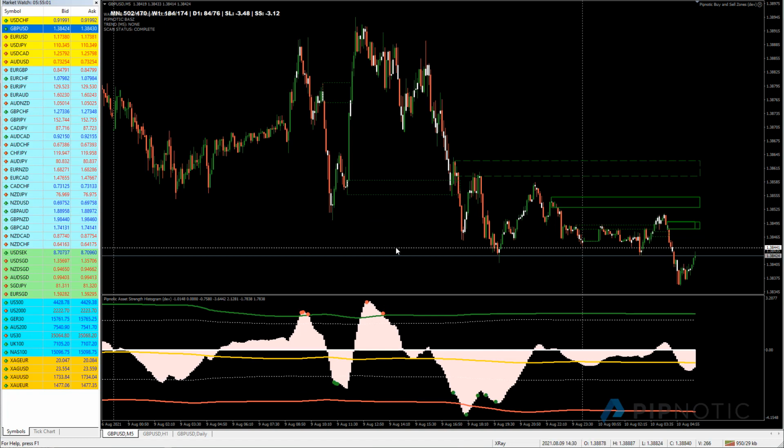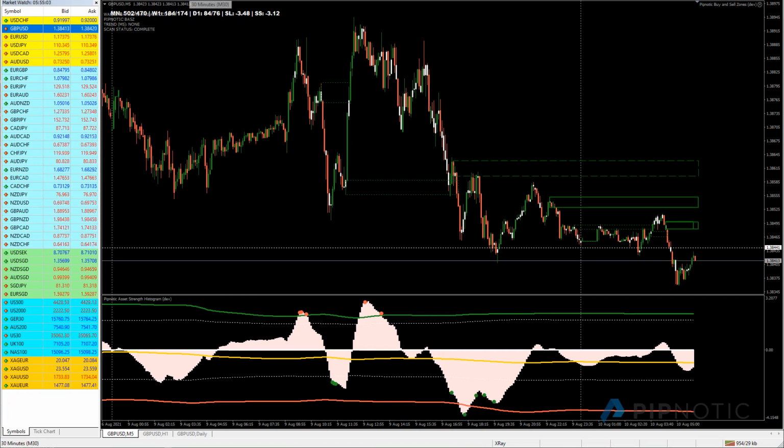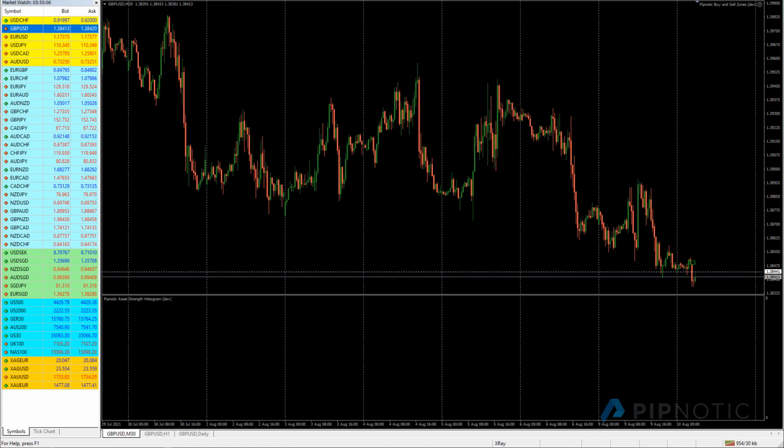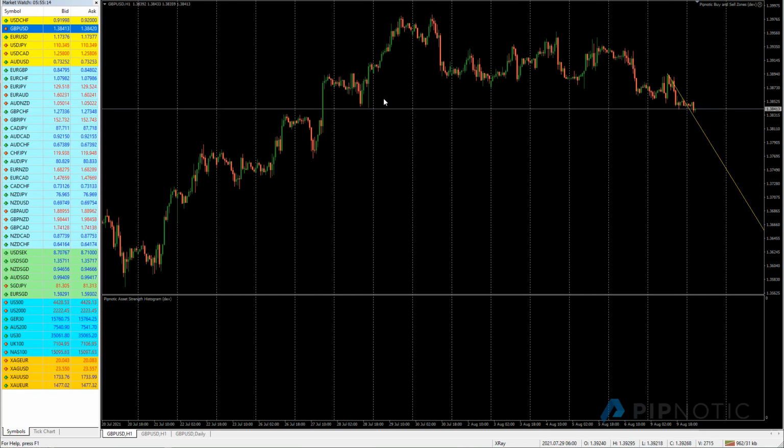On the shorter time frame, maybe that's a little bit too short. Let's go to the 30-minute chart. Yeah, so we are testing that buy zone that we saw historically. Actually, this is on the hourly. So I think that this is a pretty interesting area just here.